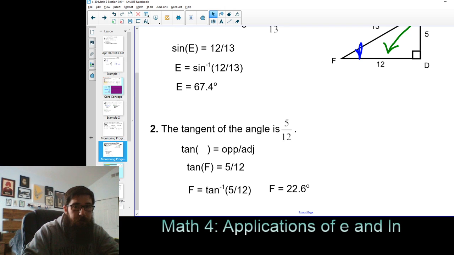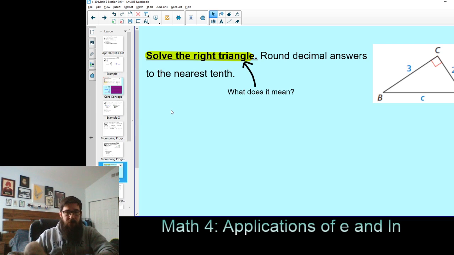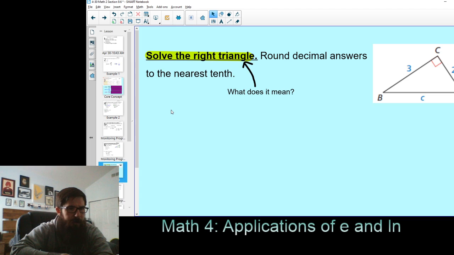Okay. It's going to get a little spicier here. The directions say, solve the right triangle. Round decimal answers to the nearest tenth. Now, the phrase solve the right triangle is a little more involved. Oh, and this should be, I want to say page 559, example 3.